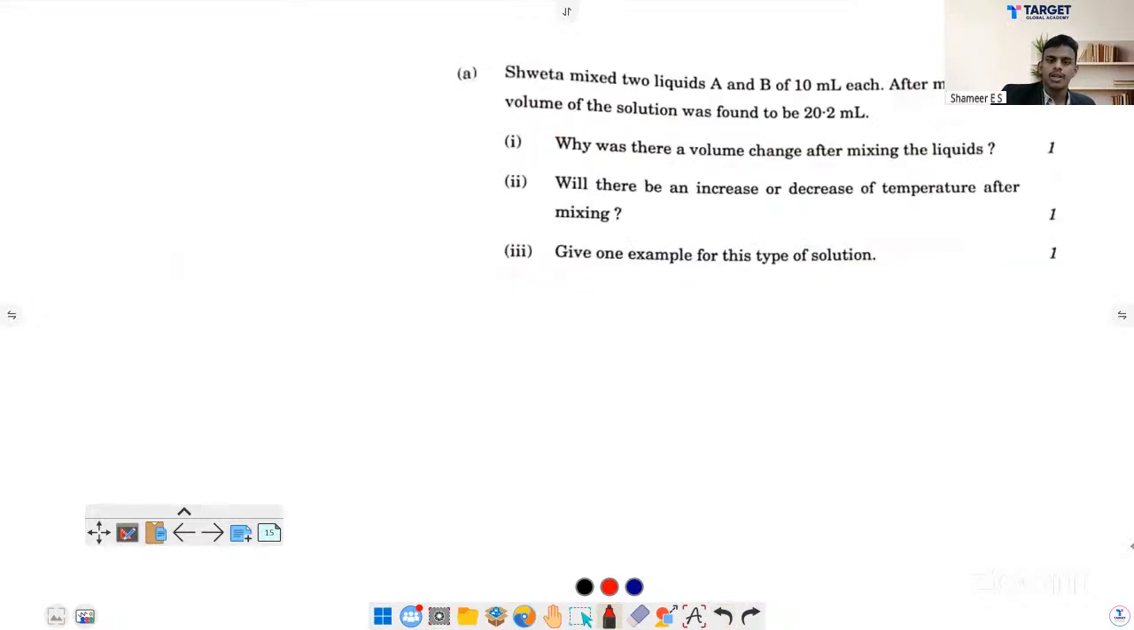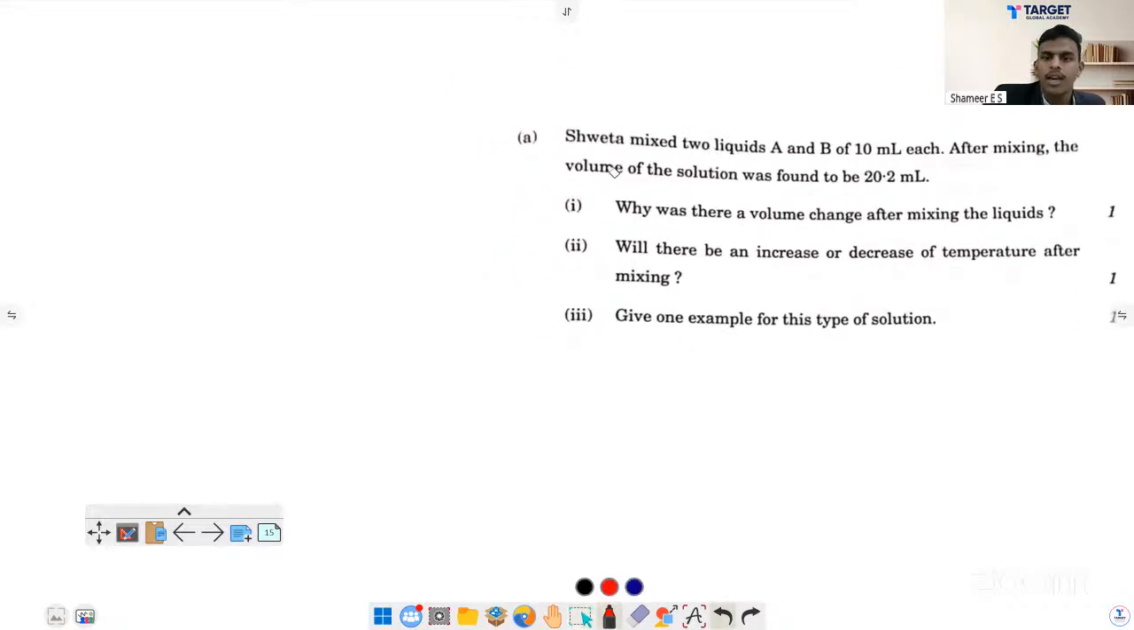Next. So next question, for some students that is a little bit confusing, but easy. Shweta mixed two liquids A and B of 10 ml each. After mixing, the volume of the solution was found to be 20.2 milliliter. So what is the value of delta V? Two liquids, 10 ml each. So we are expecting 20, but you got 20.2. So what is the delta V? 20.2 minus 20, you got 0.2.